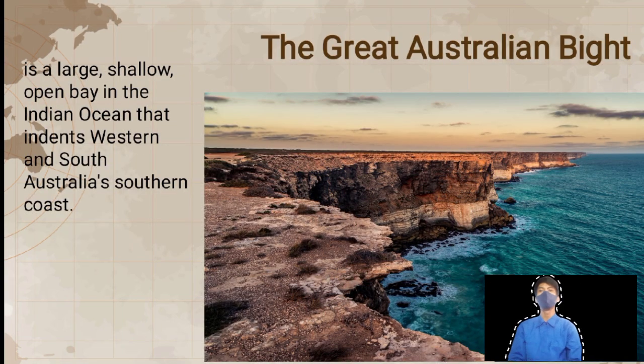The Great Australian Bight. The Great Australian Bight is a large, shallow, open bay in the Indian Ocean that indents Western and South Australia's southern coast. The open bay covers an area of approximately 45,926 square kilometers with its depth ranging from 15 to 600 meters. The bight forms a portion of the Great Australian Bight Marine Park.